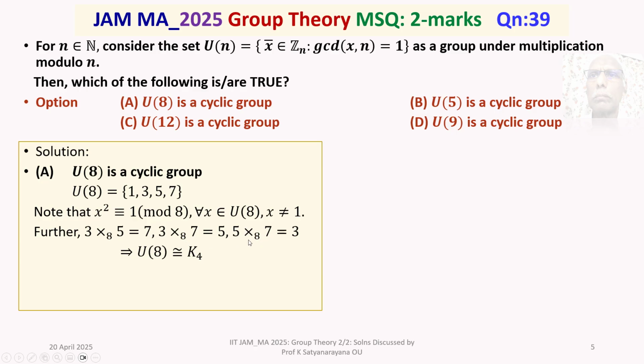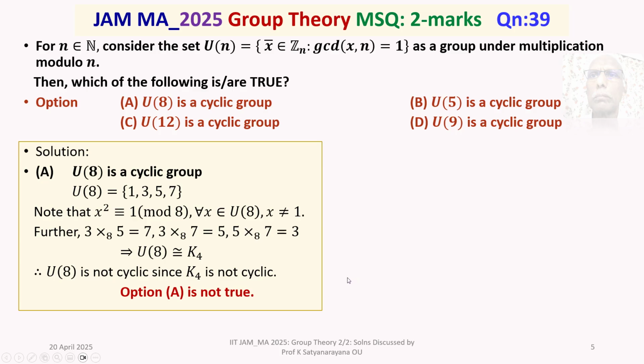This is a Klein's 4 group. So U8 is isomorphic to K4, the Klein's 4 group. Is Klein's 4 group cyclic? No, it's an abelian group but not cyclic. U of 8 is not cyclic since K4 is not cyclic. Thus, U of 8 is not a cyclic group. The option A is not true.